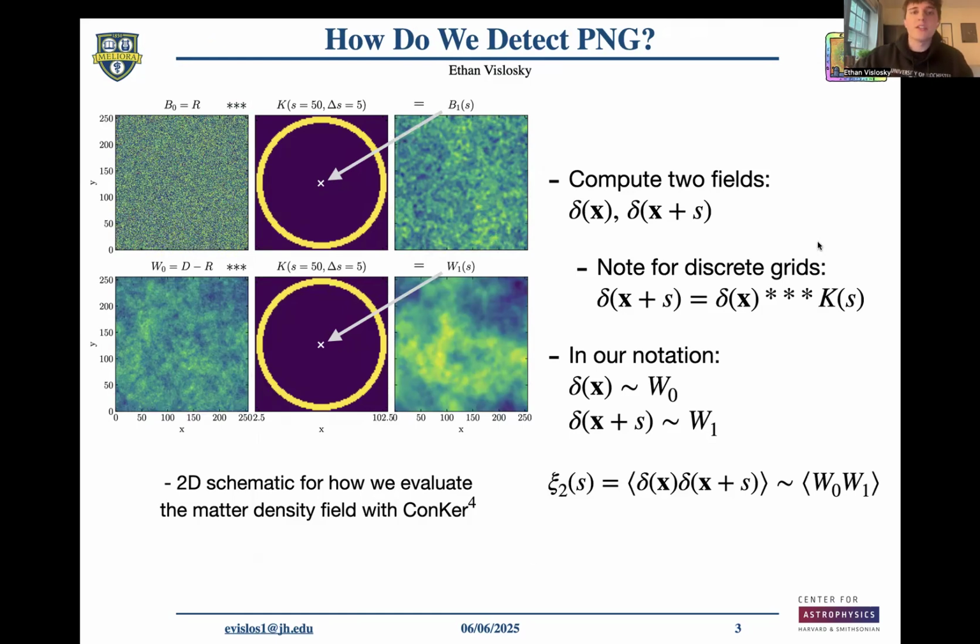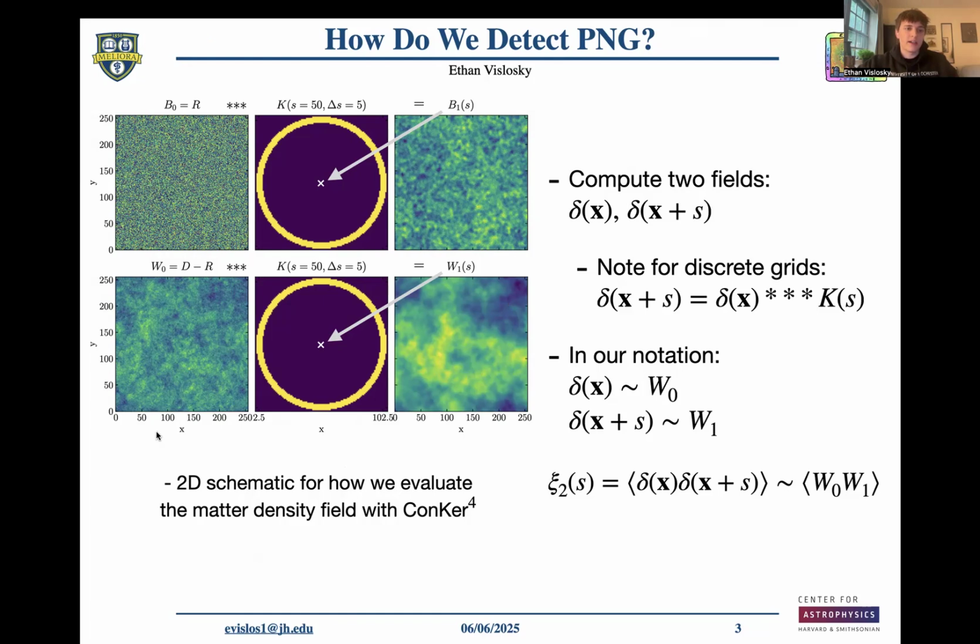So how do we detect PNG in our framework? On the left here is a 2D schematic of how we evaluate the matter density field with Conquer, which was introduced by Zachary Brown. Essentially what we do is compute two fields, delta of x and delta of x plus s. For discrete grids, this delta of x plus s is equivalent to just taking a spherical convolution at some scale s of the raw density field.